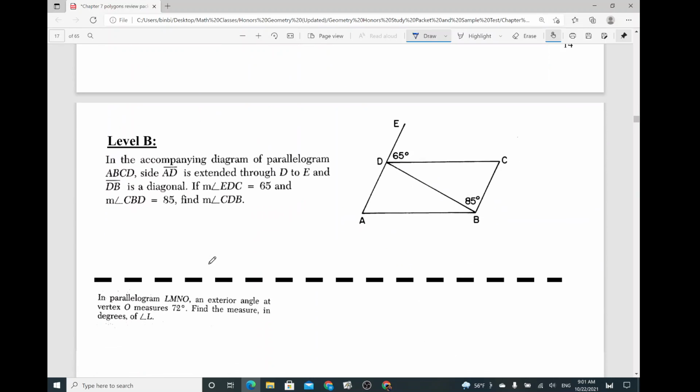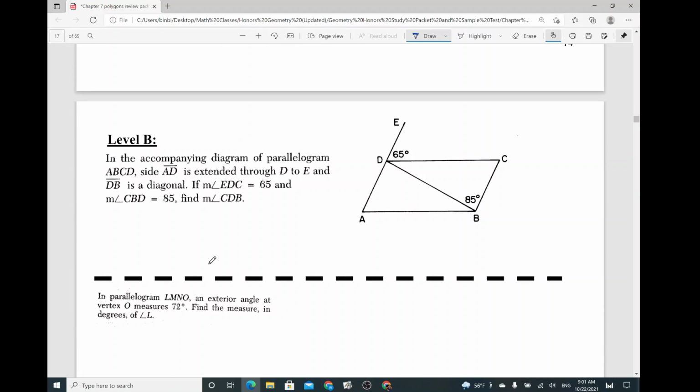Okay, so now let's see what else we have. Level B problem, so now we just raise the rigor bar. According to the diagram here, this is a parallelogram ABCD, and segment AD is extended through D to E. DB is a diagonal. The measure of angle EDC is 65 degrees.